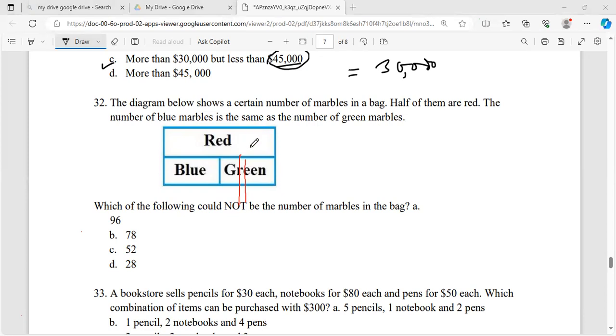And they said that there's the same number of green marbles and blue marbles. So couldn't it be 7 and 7? I'm just asking. You sure you want to eliminate that one? No, sir. Sir, the answer is 78. No, not 78. 52. Sir, can I get half of 52, sir? Yeah, which is 26.